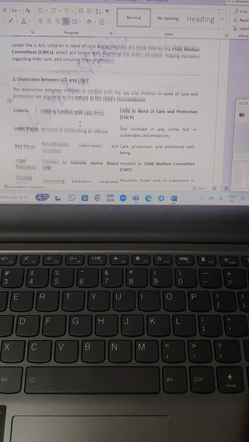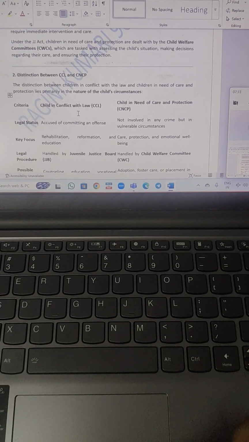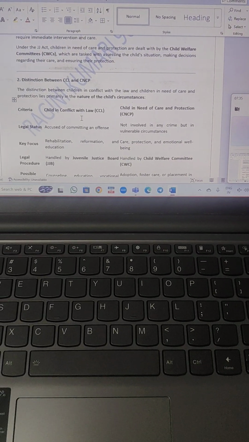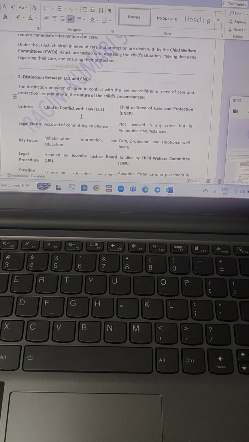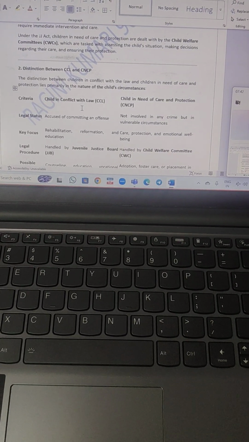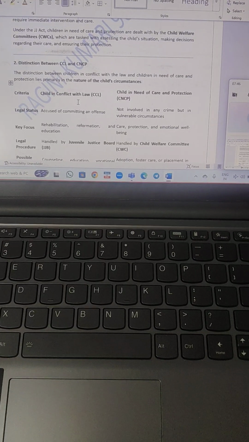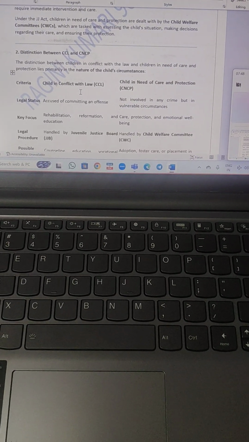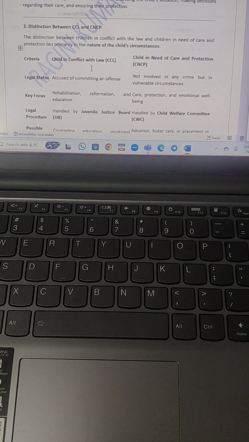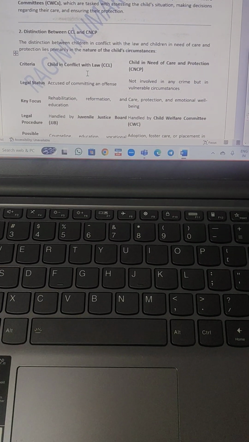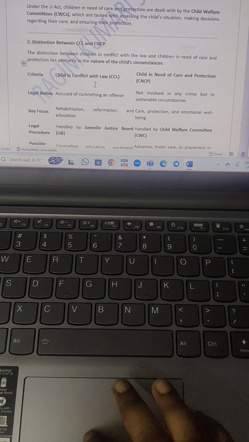Now what are the distinctions between the two? So first is legal status: accused of committing an offence; not involved in any crime but in a vulnerable condition. Now key focus is rehabilitation, reformation and education. Here the key feature is care, protection and emotional well-being. Legal procedure, it is handled by JJ Board, that is Juvenile Justice Board. It is handled by Child Welfare Committee.